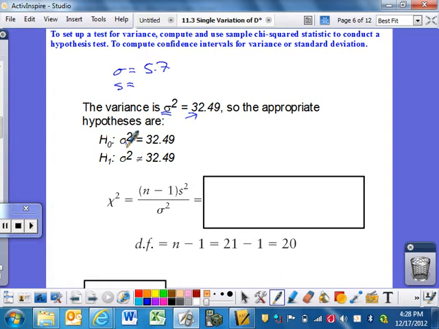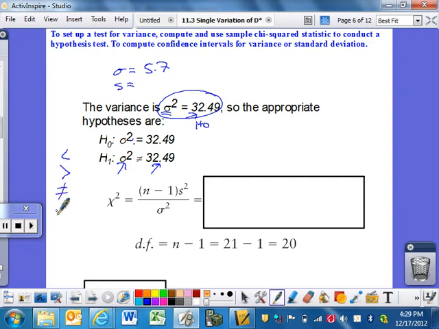Always, always, always, the null hypothesis will be the variance is equal to whatever they claimed before. So that'll always be your null. In each problem, obviously, the number will change, but that'll always be your null. And then the alternate is going to be kind of what they state. It'll still be variance, it'll still be the same number, and then it'll be either left tail, right tail, or two tail. Okay? So that's how that works.